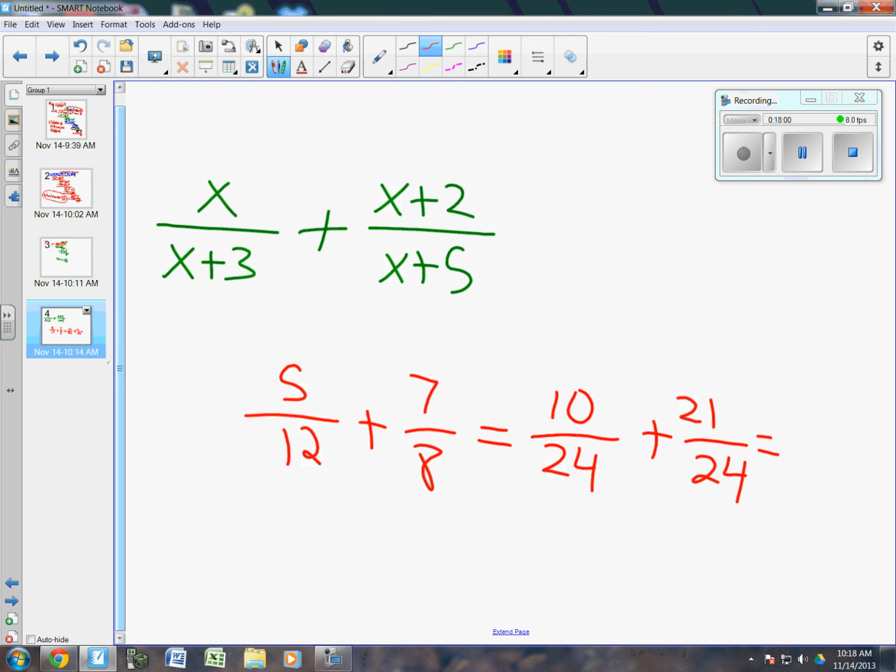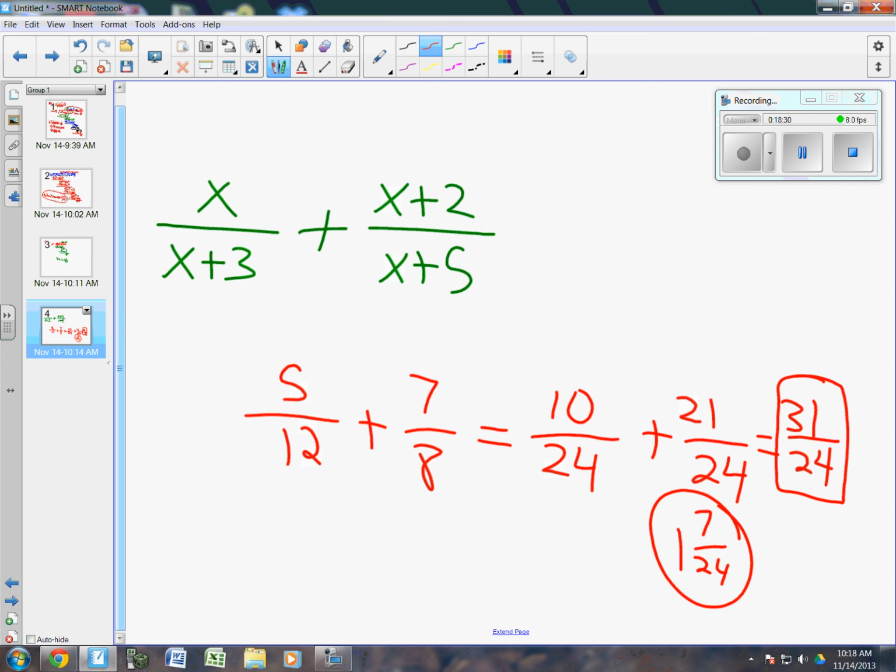And now that I have a common denominator, all I have to do is add the numerators. Then what would that give me? 31 over 24. And you can check to see if it simplifies from there, but in this case it doesn't, because 31 is a prime number. So 31 over 24 is my answer. You could write it as 1 and 7/24 if you want. We're not going to do that with these rational expressions right now. We'll just leave it as an improper fraction if that's the way it is.